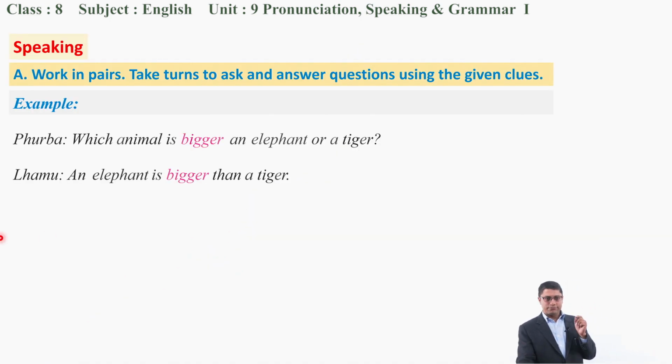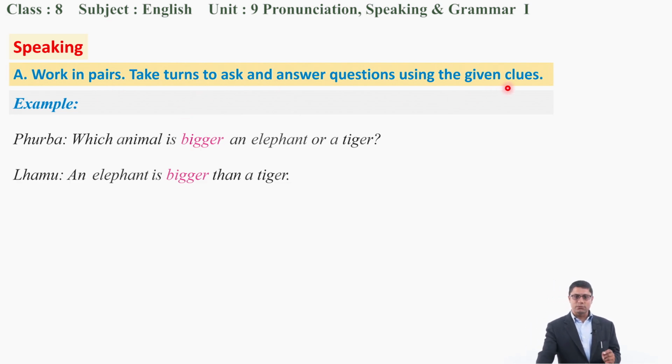So, look at the very first activity. It says work in pairs, take turns to ask and answer questions using the given clues. So, there is a conversation between Furba and Lamu. Okay, let's listen to what Furba and Lamu say.